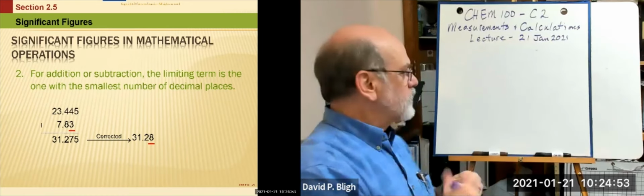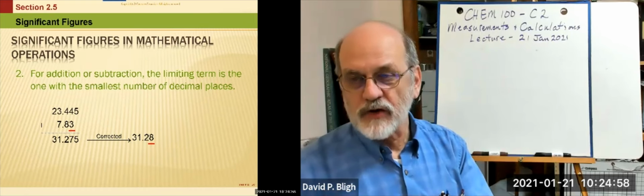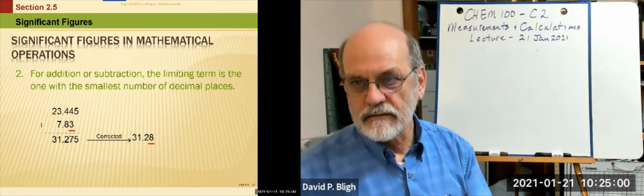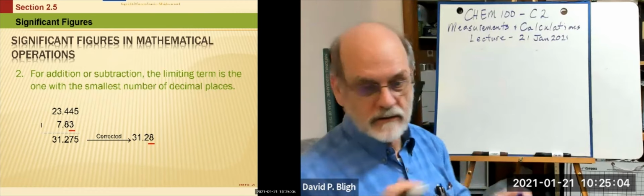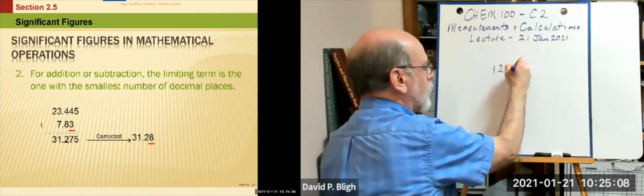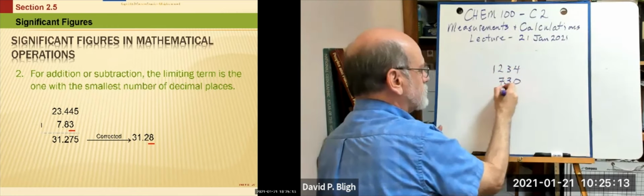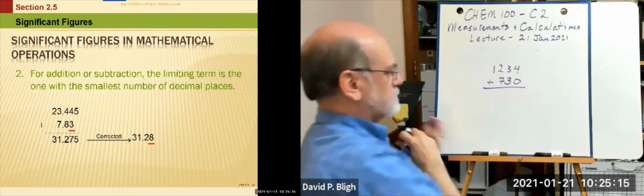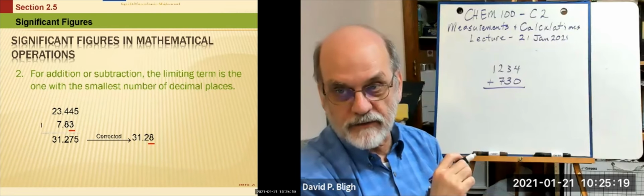Here's one that's not on the slide. Suppose we have two numbers that have implied decimal places. They don't have decimal places, like 1, 2, 3, 4, and then 7, 3, 0. Add those together and determine the number of significant figures.